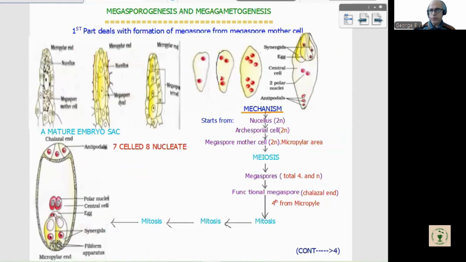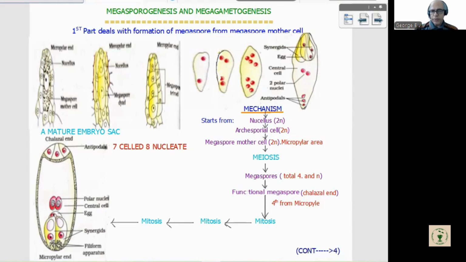In this case, you can find megasporogenesis. After that, megagametogenesis. Megasporogenesis mainly deals with the formation of megaspores from the megaspore mother cell. The first set of diagrams is like a cellular diagram, and the second is more towards a diagrammatic representation. Anyway, first we can roughly analyze what the procedure is.